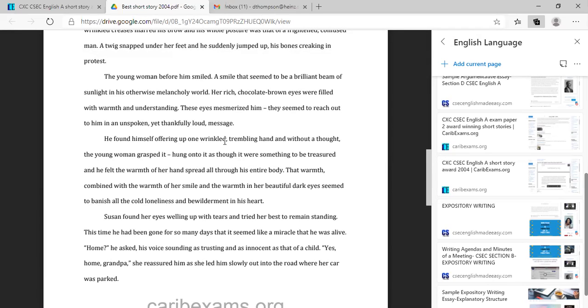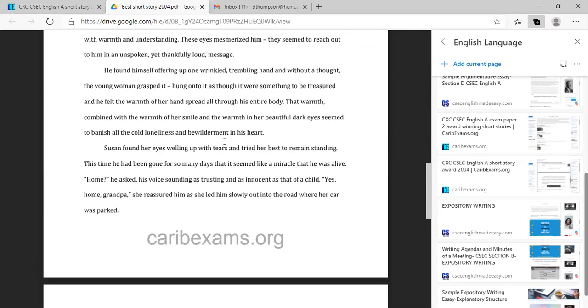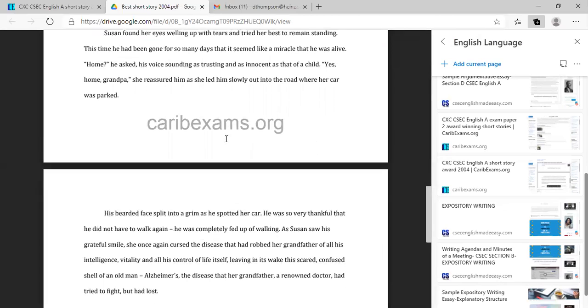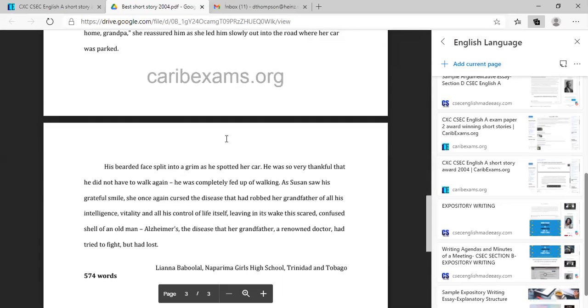Susan found her eyes welling up with tears and tried her best to remain standing. This time he had gone for so many days that it seemed like a miracle that he was alive. "Home?" he asked, his voice sounding as trusting and as innocent as that of a child. "Yes, home, Grandpa," she reassured him as she led him slowly onto the road where her car was parked.